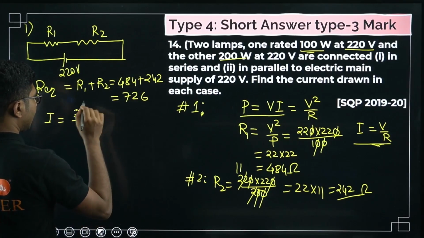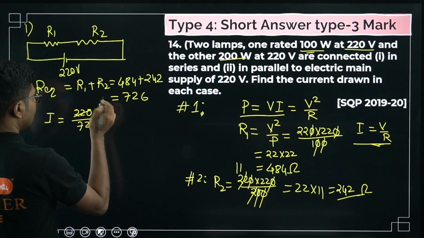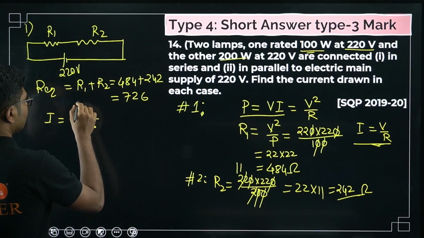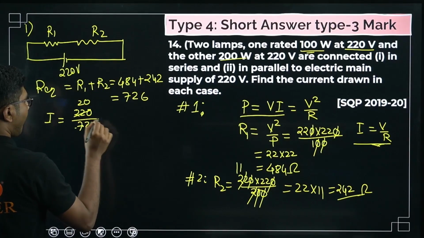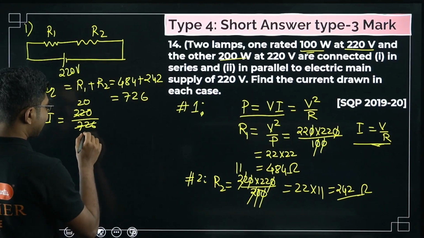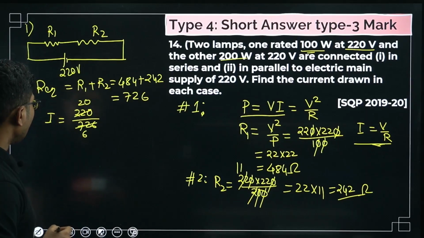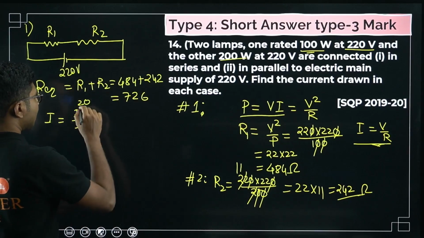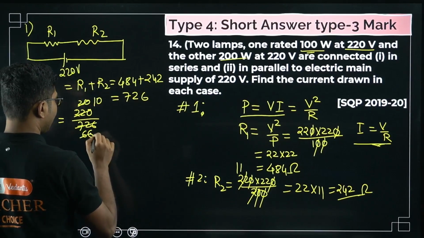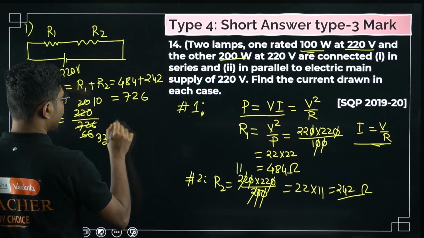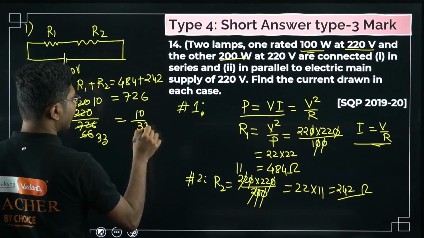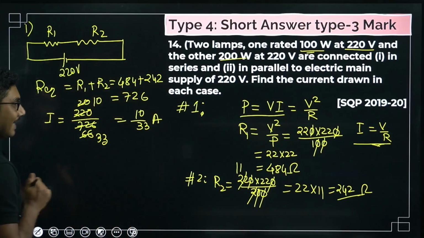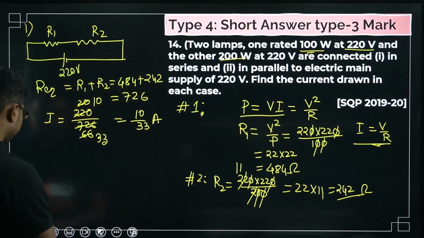So you can cancel, it should be a multiple of 11. 6 11s are 66, 6 11s are 66. So double 6, so it will be 10 and it will be 33. So 10 by 33 is the current in the first case. You don't need the exact value. Now the second value is important.